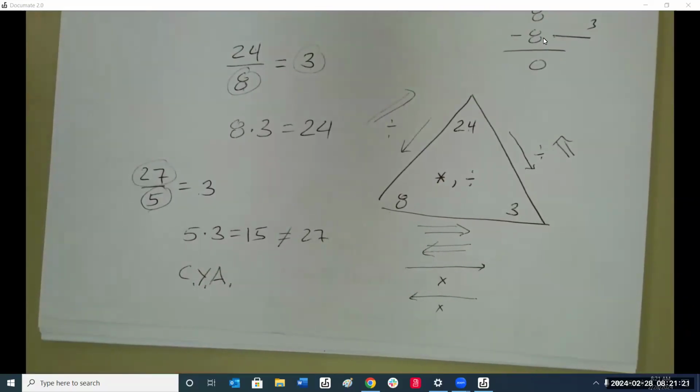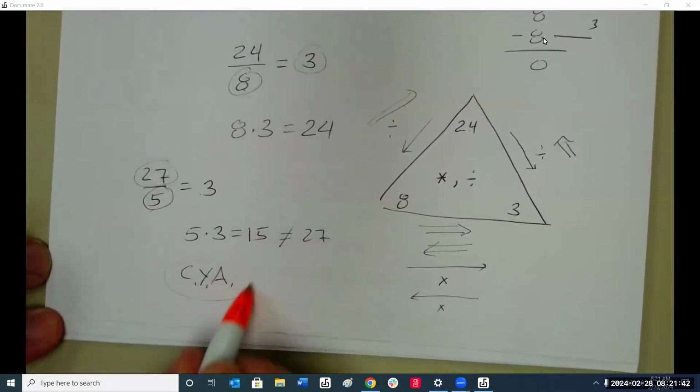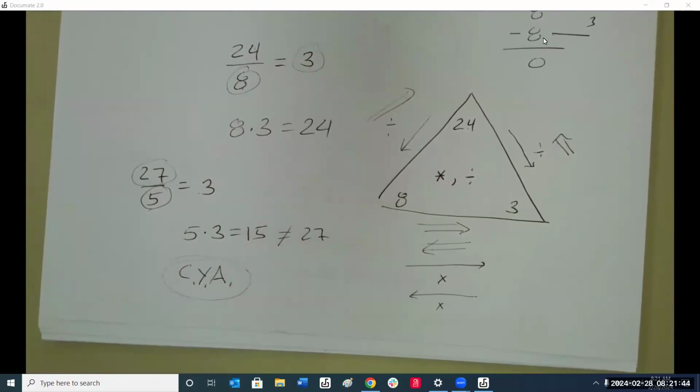What does CYA mean? Check your answer. Always check your answer. I can tell you right now, I bet you almost none of you will do that. Once you get an answer, you just plug it in there and see what the computer tells you. Because if you think about it, if you check your answer, should you ever make anything less than 100 on homeworks or tests?